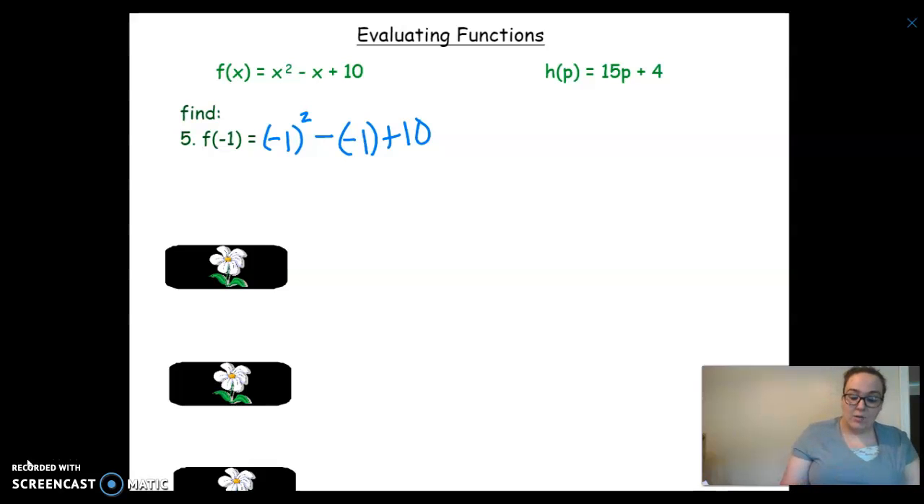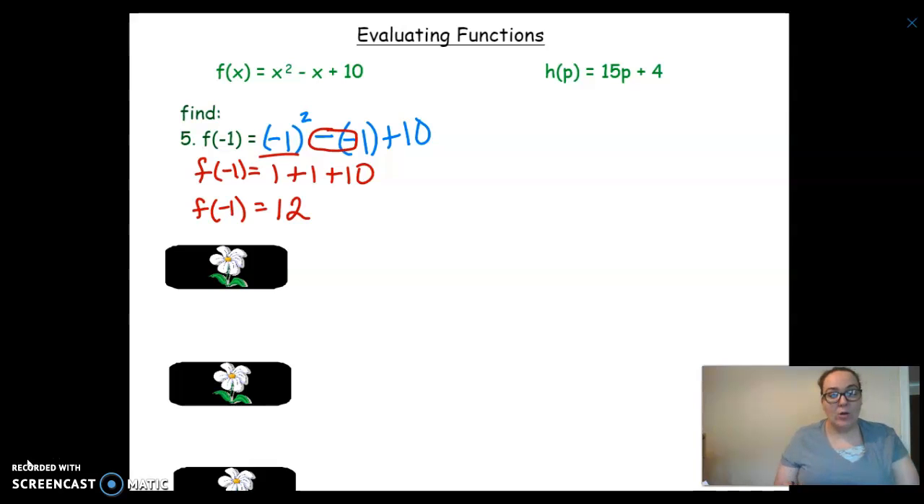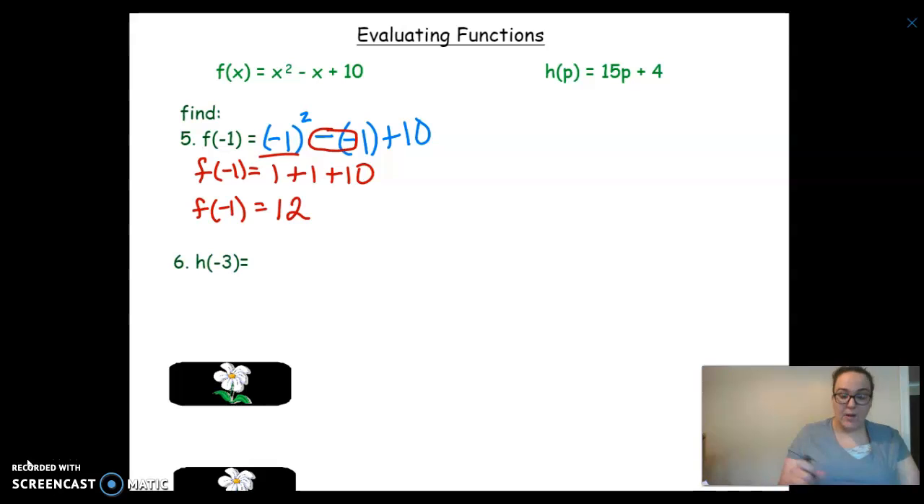Okay? Now to simplify f of negative 1, well, negative 1 squared is a positive 1. What happens when we have a double negative? You're right, that means we add. And then I have a plus 10. So what is the value of f of negative 1? It is 12. Okay? I want you to pause and do h of negative 3.